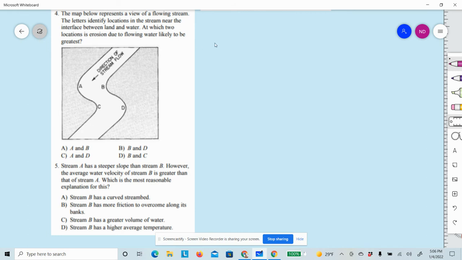Erosion is going to be on the outside of the bends. Erosion will be there and there. Deposition will be on the inside. Erosion will be at A and D. Erosion will be at A and D on the outside. Erosion on the outside of meanders. Meanders are curves in the river.